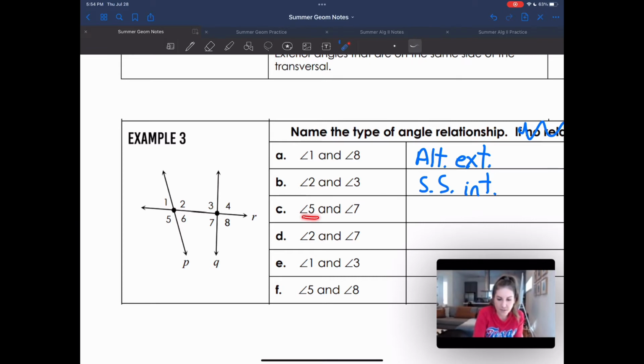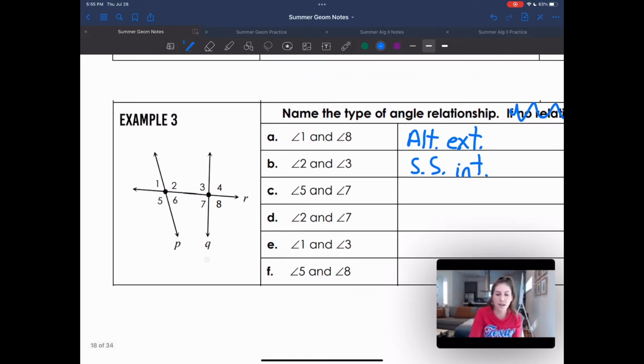Next one, we've got angles 5 and 7. Let's locate them. So angle 5, angle 7, you may want to look at your transversal line. And be careful on this one. They are on the same side. However, one of them is in the interior, right? One is in between the lines, and then one of them is out here on the exterior of them. So this is going to be our corresponding angles. If one's interior, one's exterior, and they're both on the same side of the line, that will always be corresponding. Corresponding. I guess I could abbreviate that one, but I didn't.